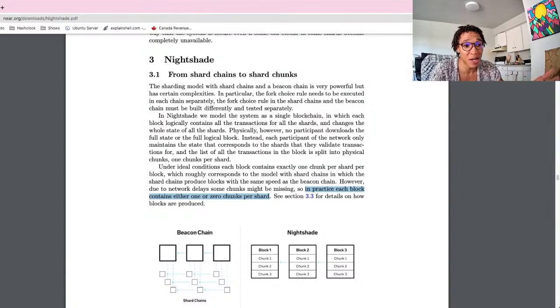So in the next block, oh, okay, I suppose you could get two chunks per shard potentially, if in the first block the chunk was missing and you might get two chunks in the next block. I'm not sure. Or maybe the next chunk will just contain the data from both blocks.